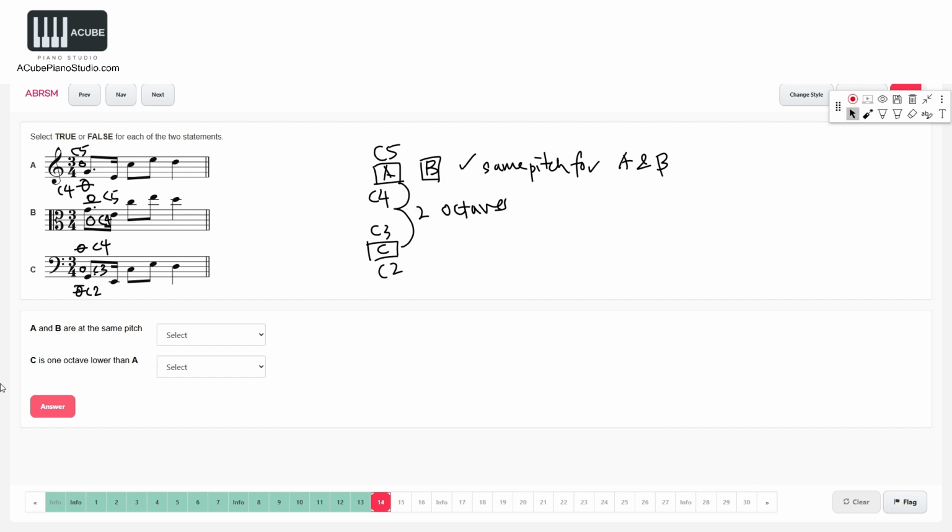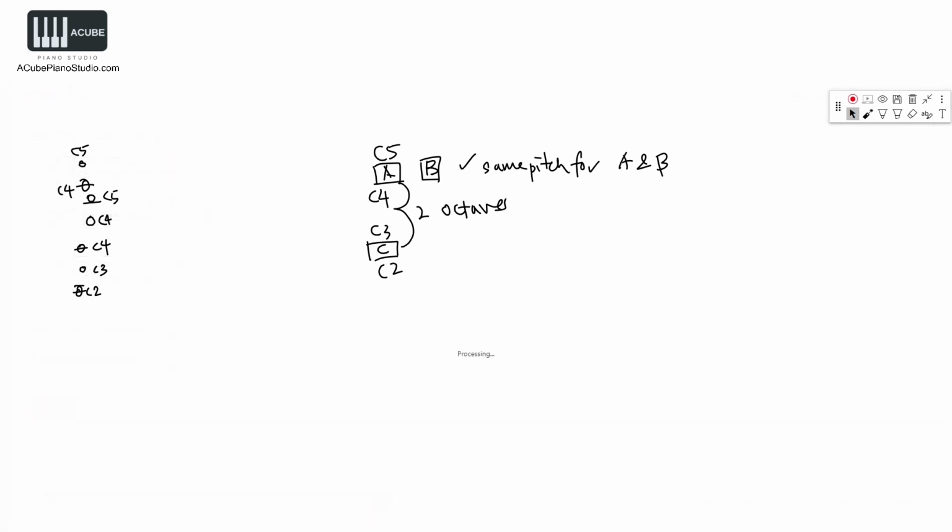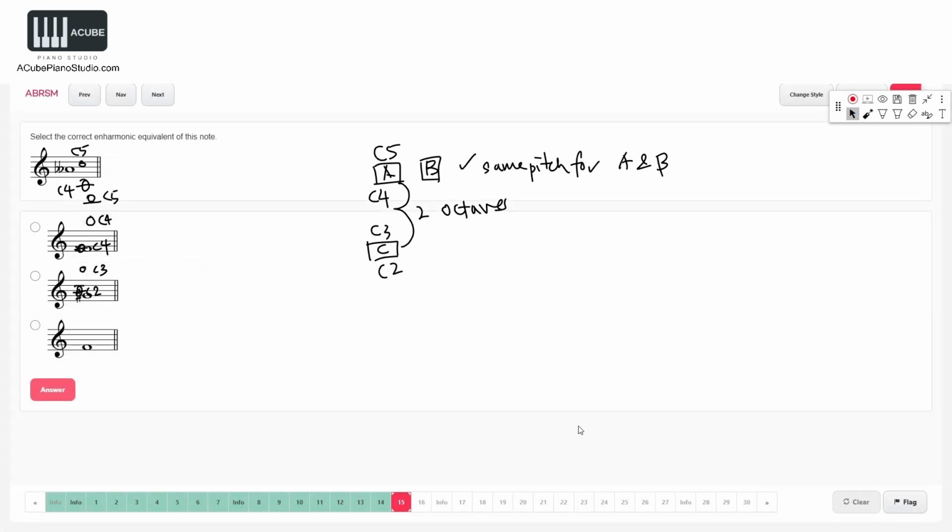Okay, so let's answer the question. A and B are at the same pitch. This is true. C is 1 octave lower than A? No, C is 2 octaves lower than A. So this is false.